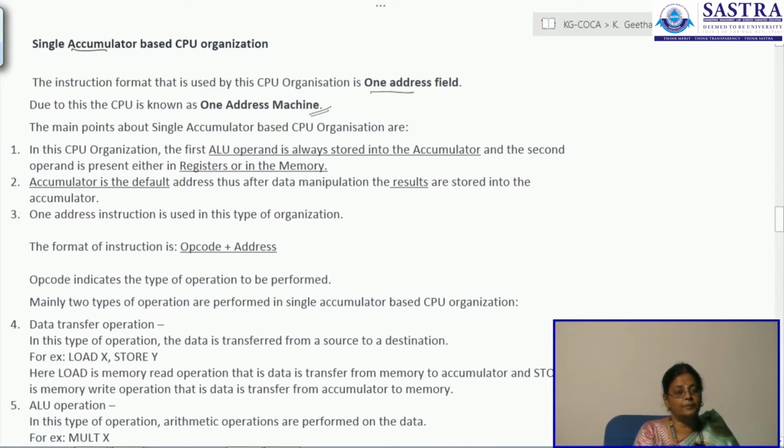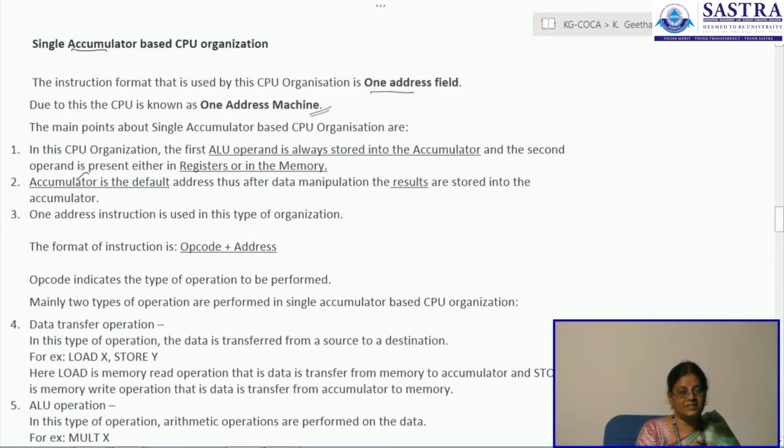The main important point to be considered in this type is that in this CPU organization, the ALU operand is always stored in the accumulator. So the accumulator will always be referred to as one of the sources, and another operand will be referred to in the memory or it can be in the register. So the two possible locations are the register or the memory. One address will be specified, and that address will refer to either a register or the memory. And usually the accumulator will be the default address, and the results are also accumulated back in the same register.